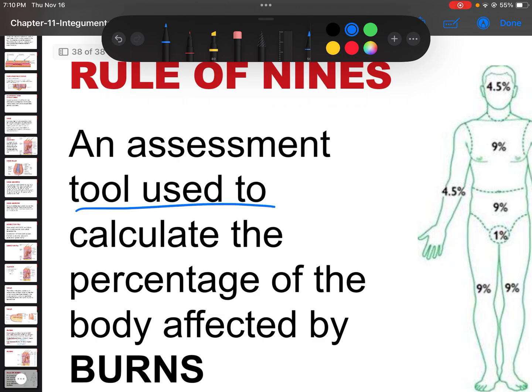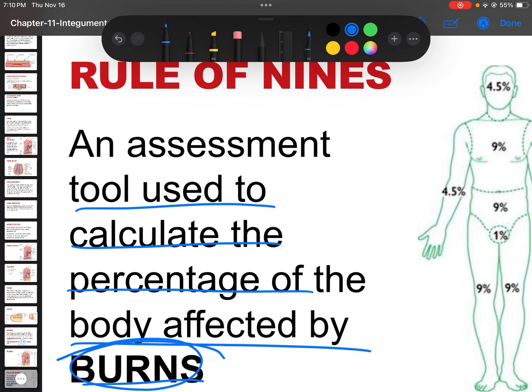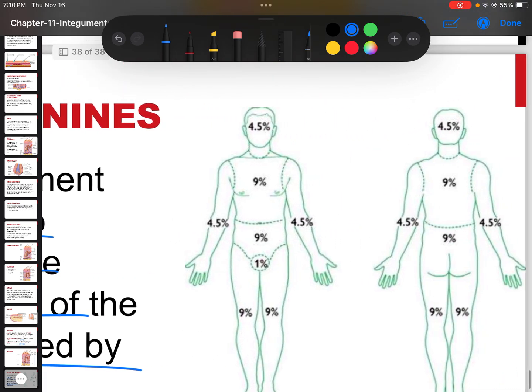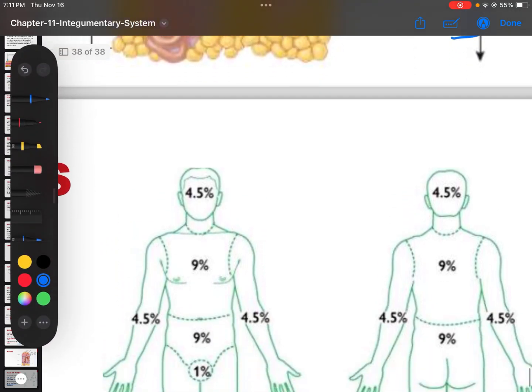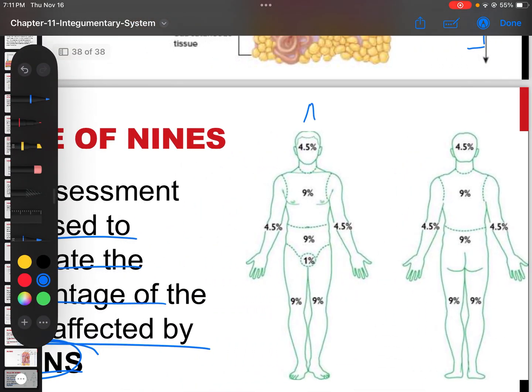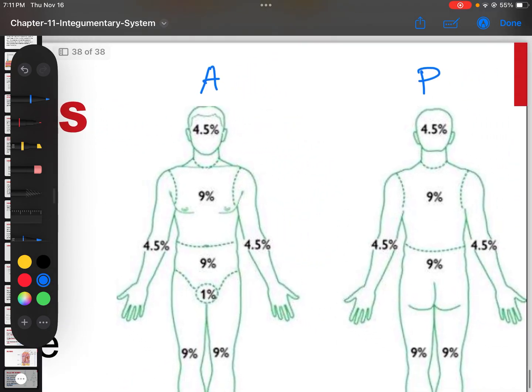Assessment tool used to calculate the percentage of the body affected by burns. Now, it is very simple, class, no? Just consider that this image, class, the tool we're gonna use, it has both an anterior side and posterior side. Now, class, each division of the body has a certain percentage.